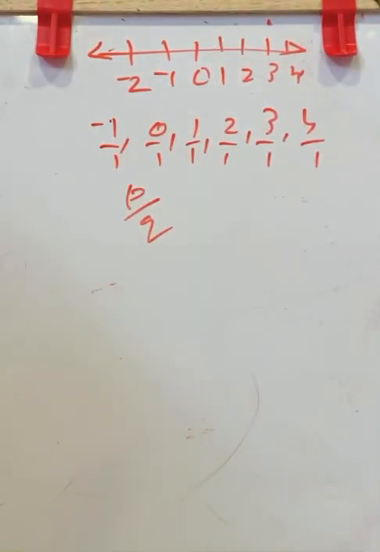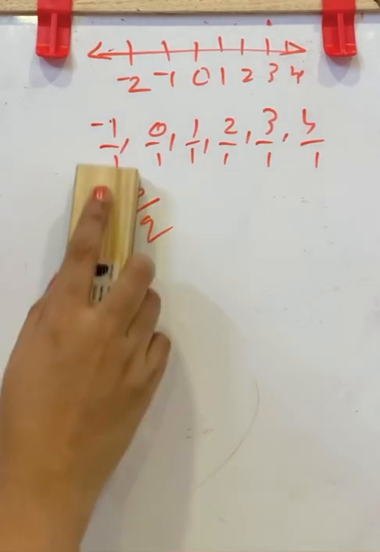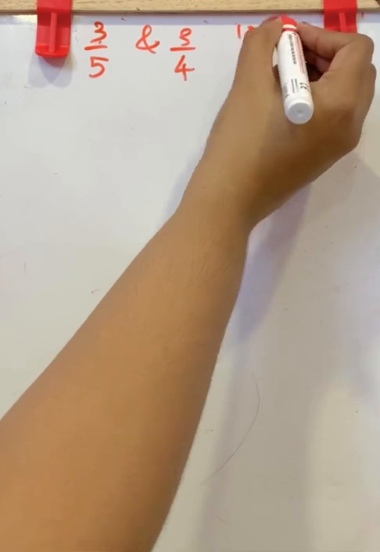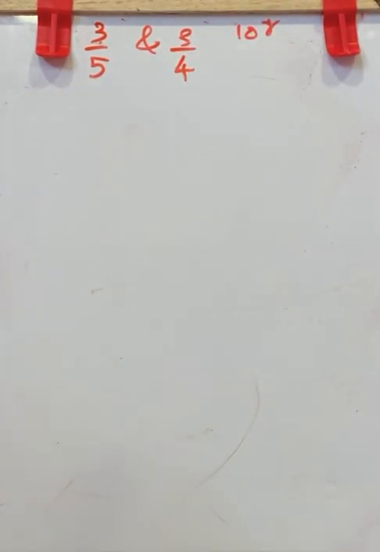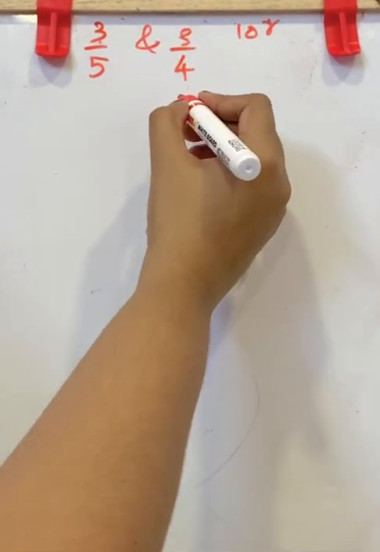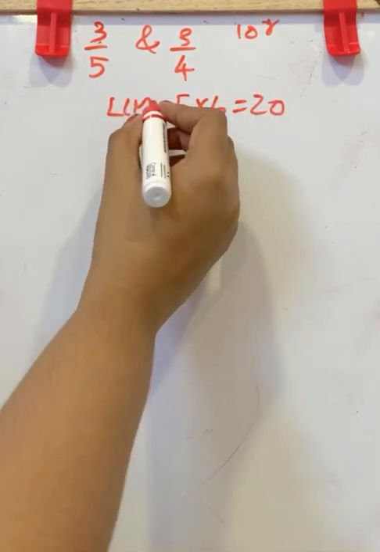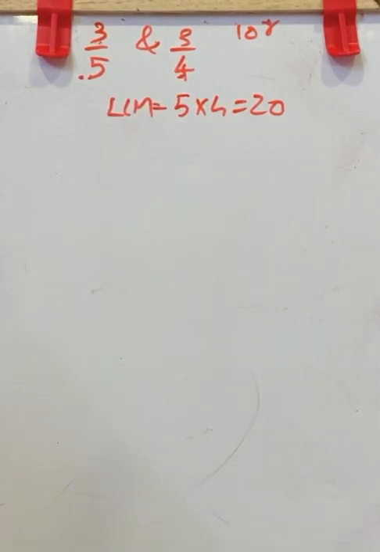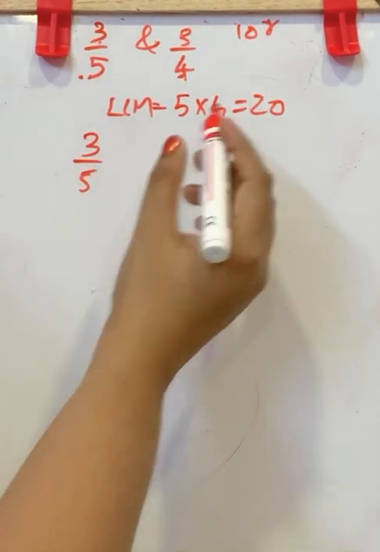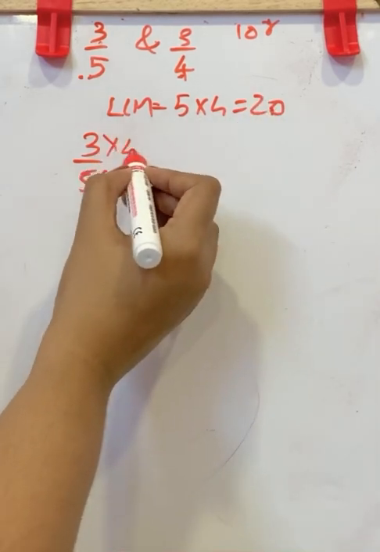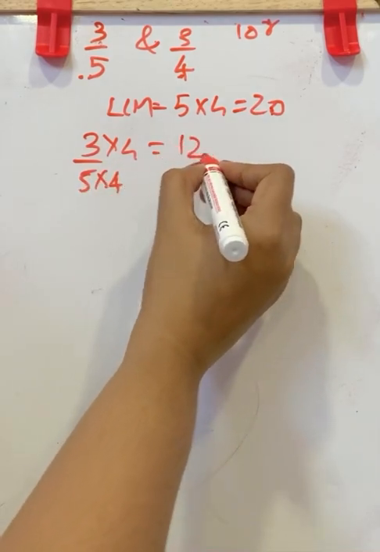Now next, find 10 rational numbers between 3 by 5 and 3 by 4. Here, for 5 and 4, you have to find the LCM by the 5 into 4 method, not the prime factorization method. That is 5 into 4 is 20, that is the LCM, with no common factor between 5 and 4. Now 3 by 5, we have to change the denominator to 20. Here it is 5, so into 4, and 3 by 5 becomes 12 by 20.